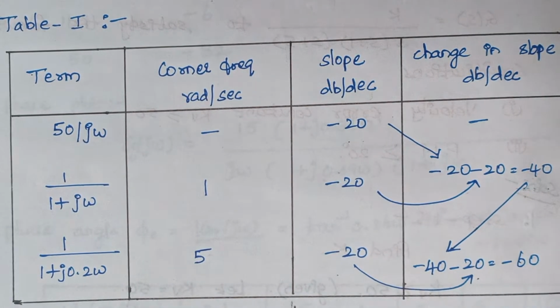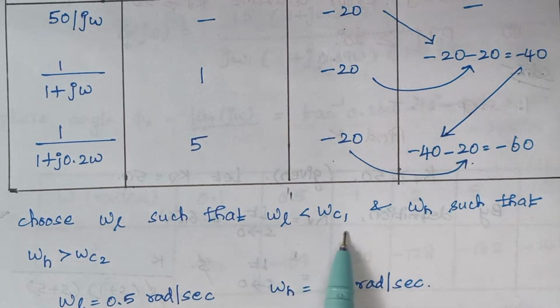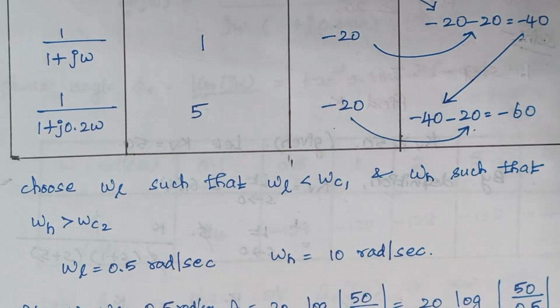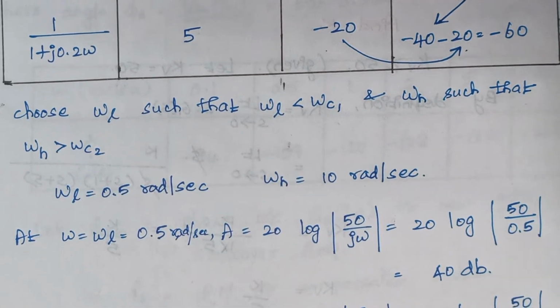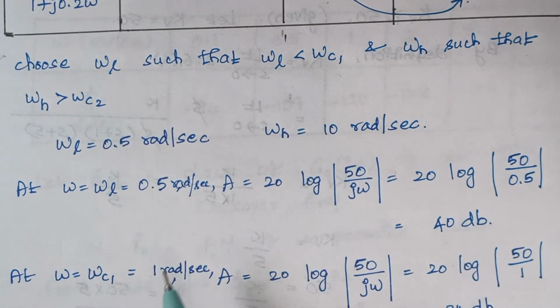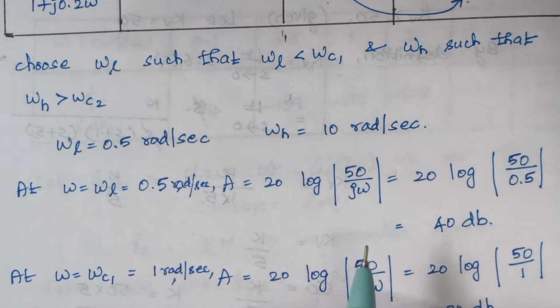Now we have to choose two frequencies, omega L and omega H. Omega L should be less than omega c1 and omega H should be greater than omega c2. Here I had selected 0.5 and 10. There is no compulsion that you should take 0.5; you can even take 0.1, and here you can take 100 or 50. That won't make any difference in your Bode plot. The next step is we are going to calculate magnitude. For omega L and omega c1, we are going to use the same formula, considering only the constant with individual omega, right?